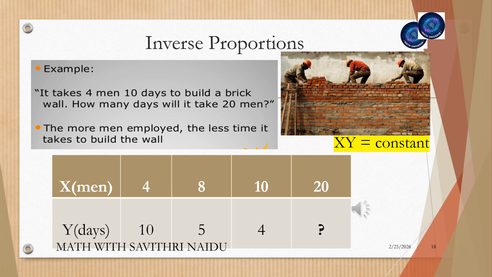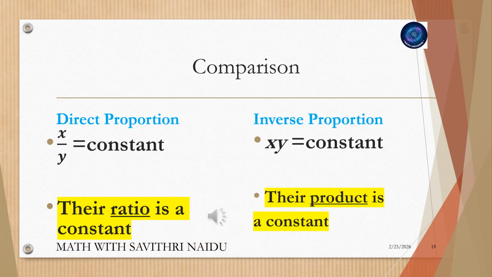Let's recall and compare direct and inverse proportions. In direct proportion, the ratio of the two quantities remains constant. In inverse proportion, the product of the two quantities remains constant.